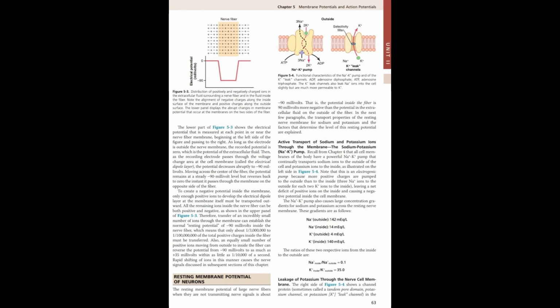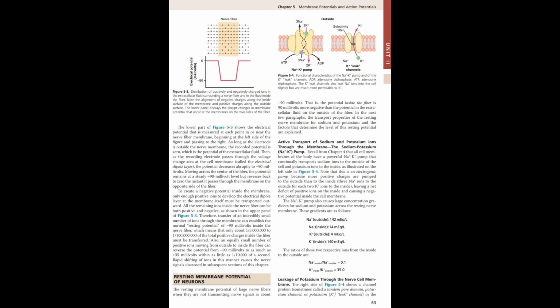Now an important heading is the resting membrane potential of neurons. The resting membrane potential of large nerve fibers when they're not transmitting any nerve signal is about minus 90 millivolts. That is, the potential inside the fiber is 90 millivolts more negative than the potential in the extracellular fluid on the outside of the fiber. Just highlight till here.